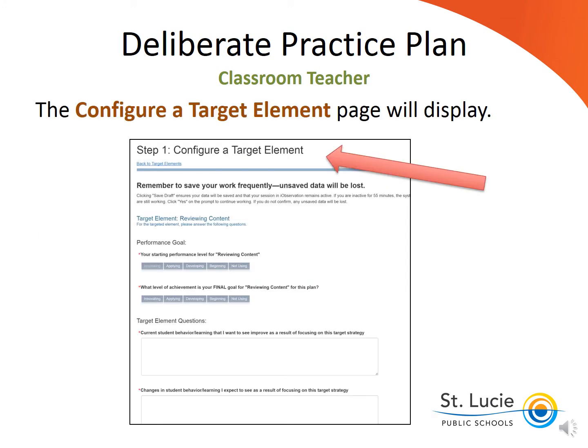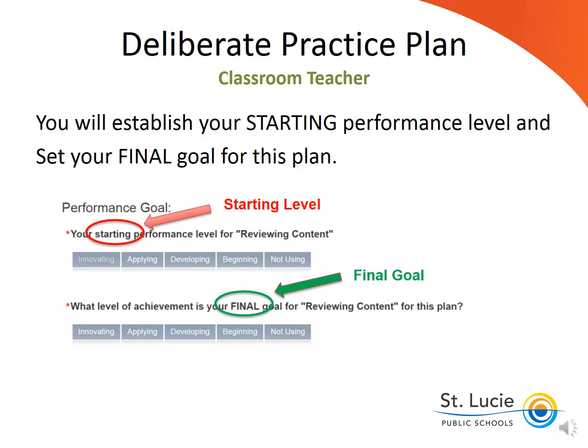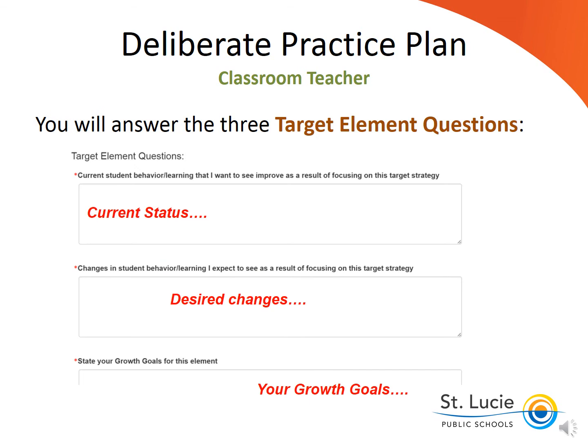To configure a target element, you will do several things. You will identify the rating that you believe is your current level of performance on the target element. You will have an opportunity to discuss this rating and come to consensus with your administrator for that beginning rating. You will also identify the level that you want to be at the end of the plan.